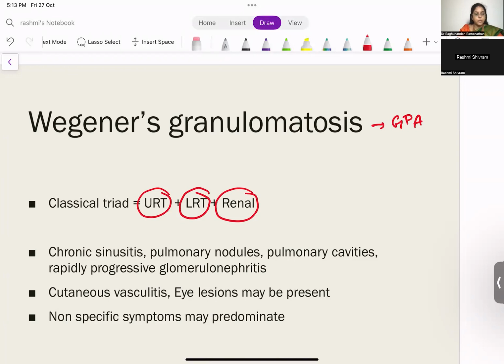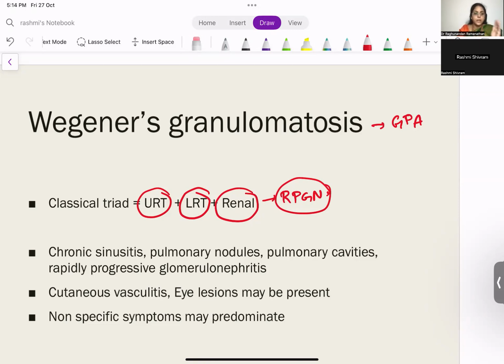For the upper respiratory involvement, you can have chronic sinusitis. For the lower respiratory involvement, you will have pulmonary nodules and pulmonary cavities, and for the renal involvement, you will have glomerulonephritis, which will be rapidly progressing. It is called RPGN, rapidly progressive glomerulonephritis. Apart from all these, the patient can also have cutaneous lesions and some ocular lesions. In these patients, non-specific symptoms will be there.